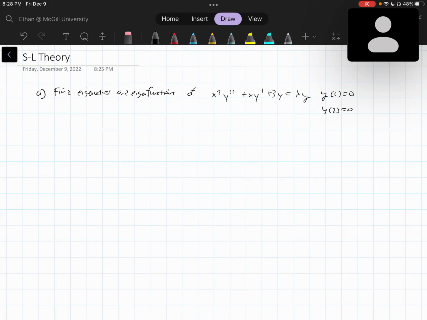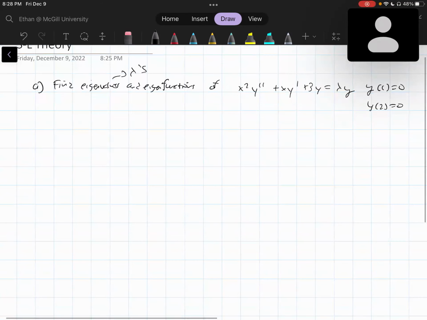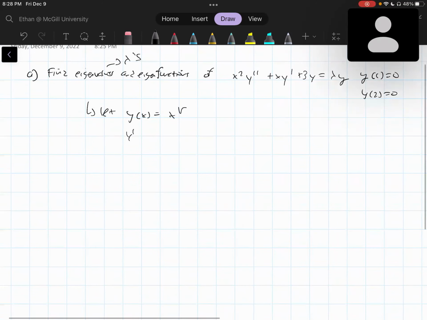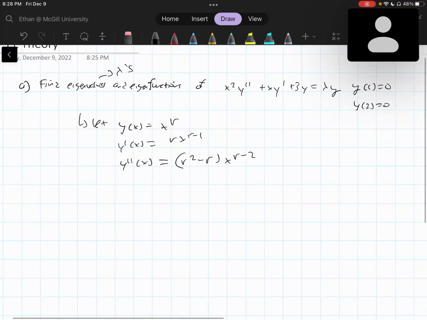So to find the eigenvalues, which are simply the lambdas, we see that this form of ODE is Cauchy-Euler form. For the Cauchy-Euler form, we let y of x equal x to the r. Taking the derivative, so we can plug it back into the ODE, we get r x to the r minus 1, and y double prime is... plugging these back into the ODE, we're going to get this.